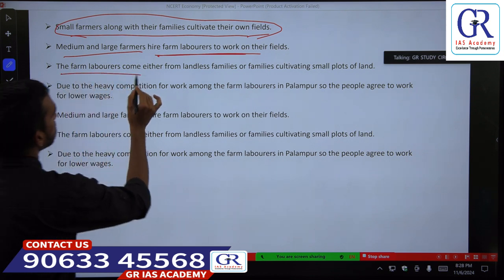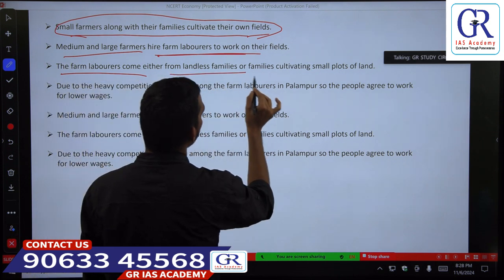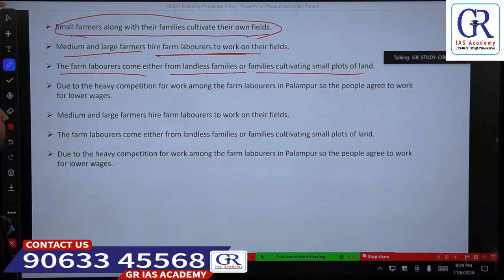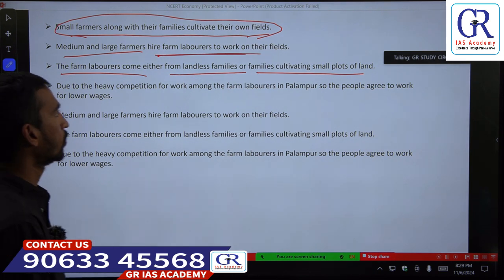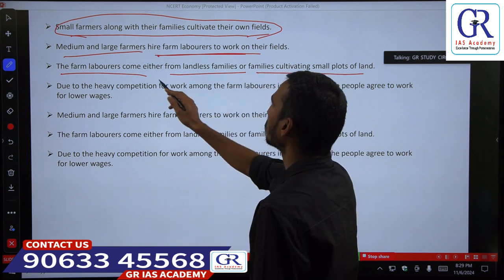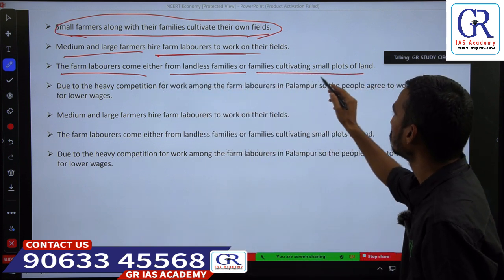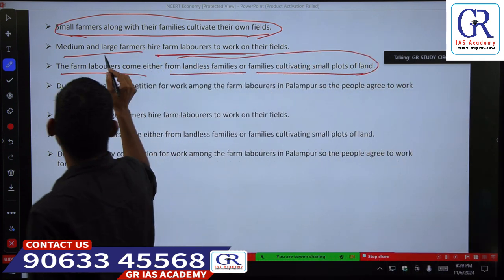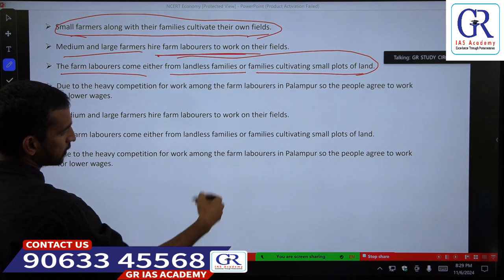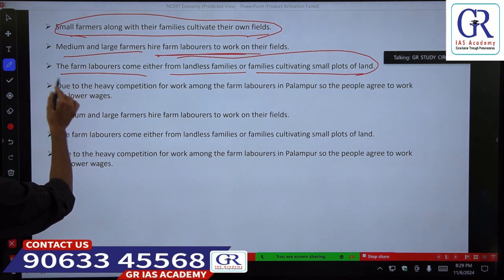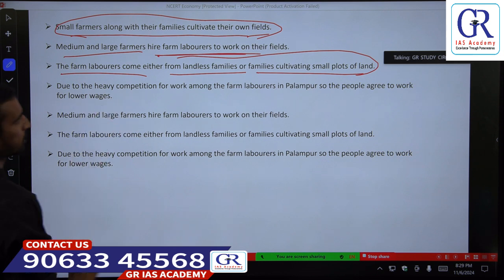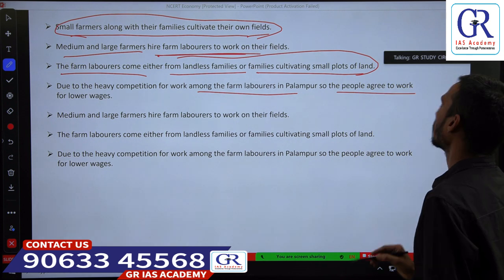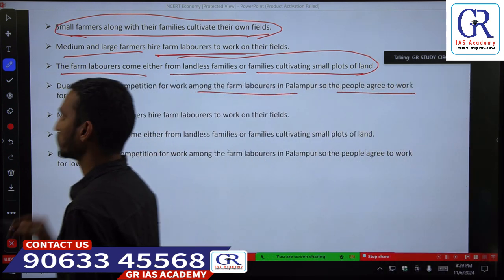The farm laborers come either from landless families or families cultivating small plots. So those who are holding less than 2 hectares of land are also working as daily laborers on the large holdings. Due to heavy competition for work among the farm laborers in Palampur, the people agree to work at lower wages.